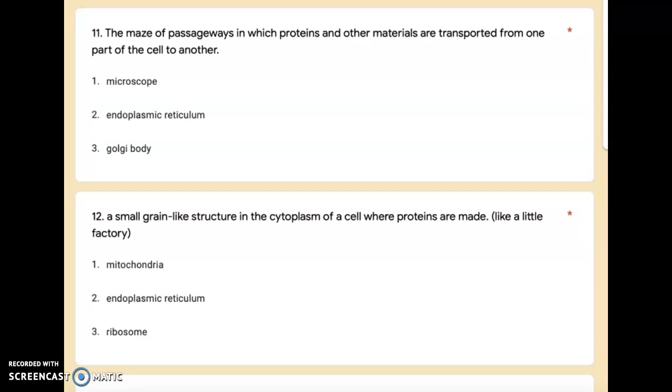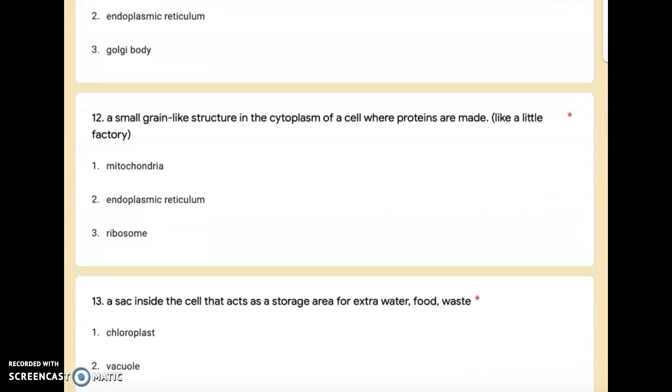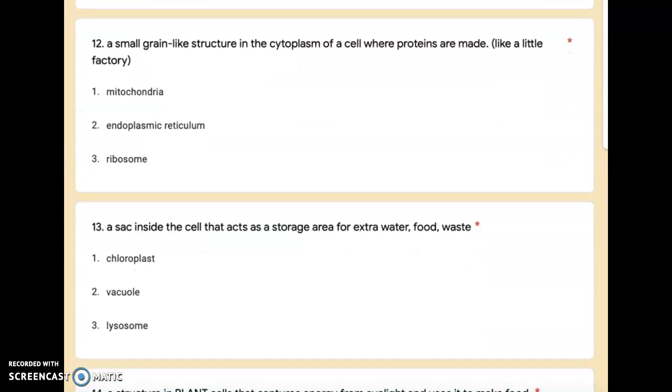Number 11. The maze of passageways in which proteins and other materials are transported from one part of the cell to another. Is that a microscope, endoplasmic reticulum, or Golgi body? Number 12. A small grain-like structure in the cytoplasm of a cell where proteins are made, like a little factory. Is that the mitochondria, endoplasmic reticulum, or ribosome?